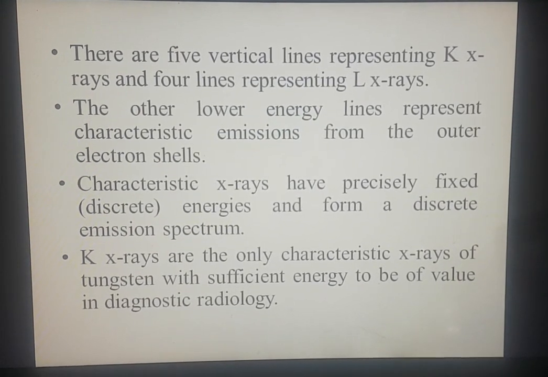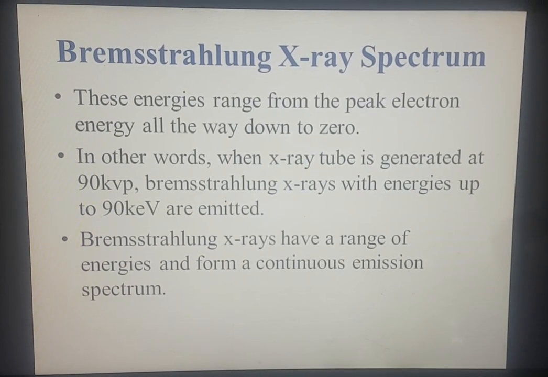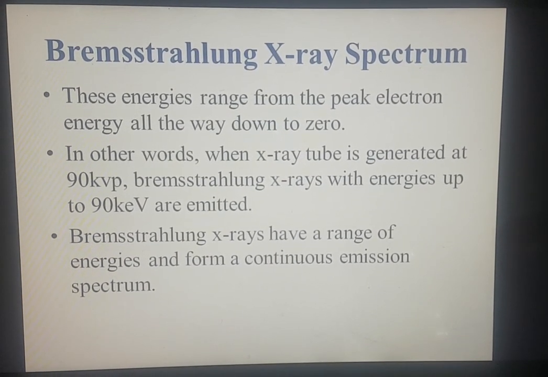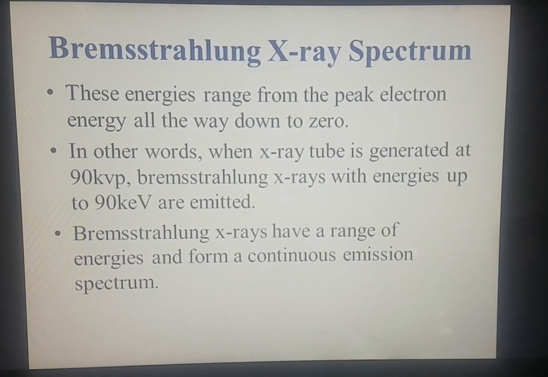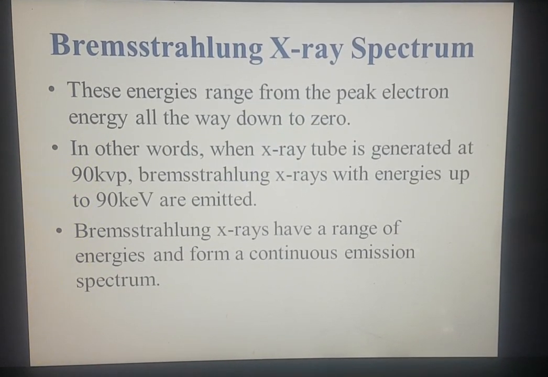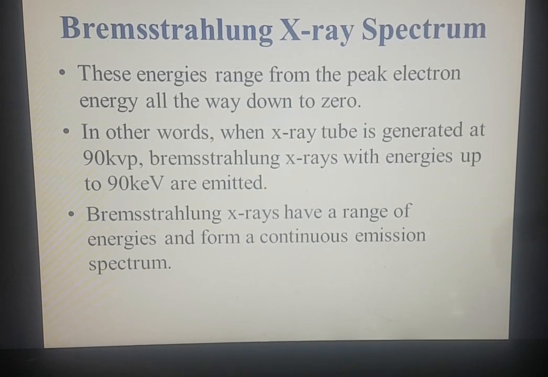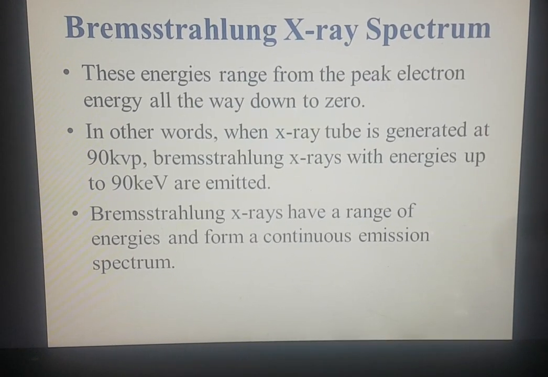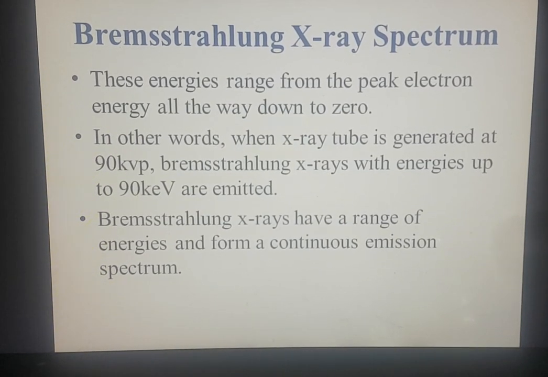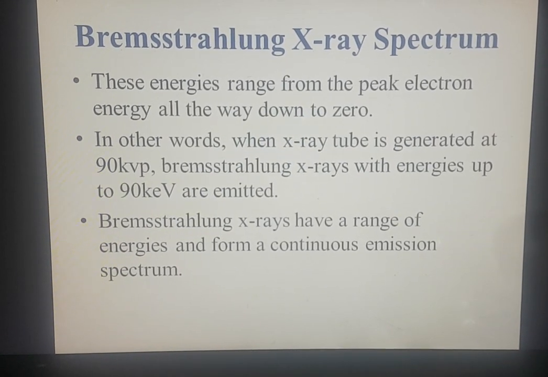Moving on to the Bremsstrahlung radiation, you can see that it says these energies range from the peak electron energy all the way down to zero. So we can guess from here that the Bremsstrahlung X-ray spectrum would be continuous because it has a range, it has a higher limit and a lower limit. The second point is also very important, and it says that when the X-ray tube is operated at 90 kVp, Bremsstrahlung X-rays with energies up to 90 kilo electron volt are emitted.